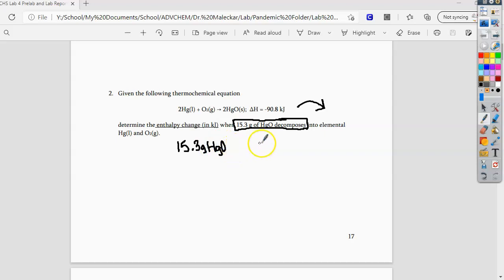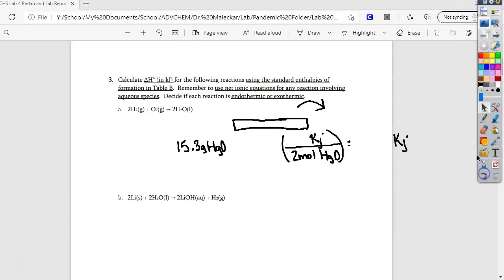Remember, you just set this up. So you have grams to moles. And then you just use your kilojoules with how many moles. You have 2 moles, you look at the coefficients. This is all review. And that's your kilojoules. Okay? Make sure you flip that reaction.